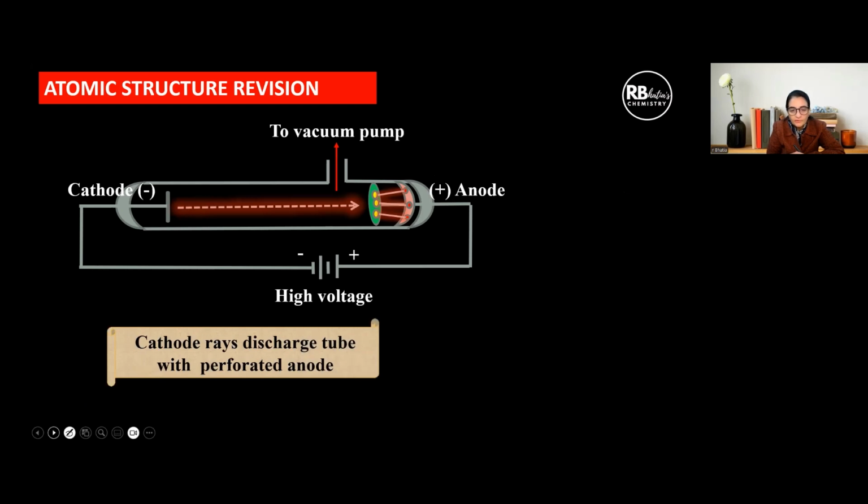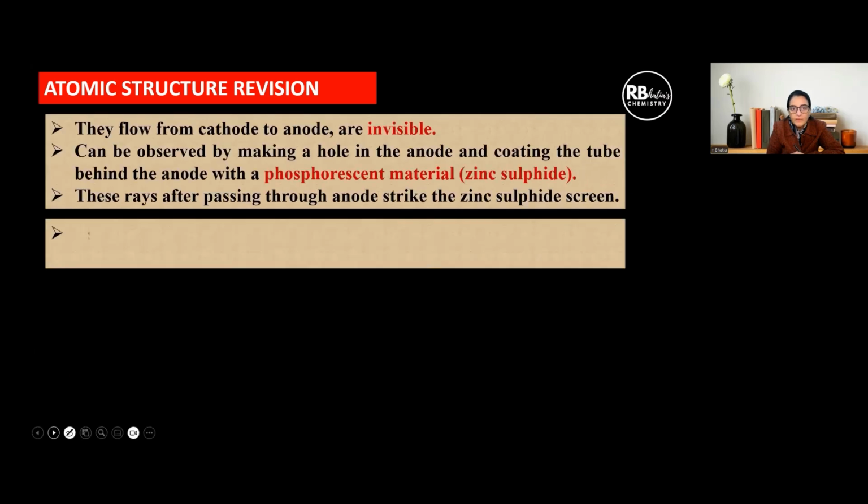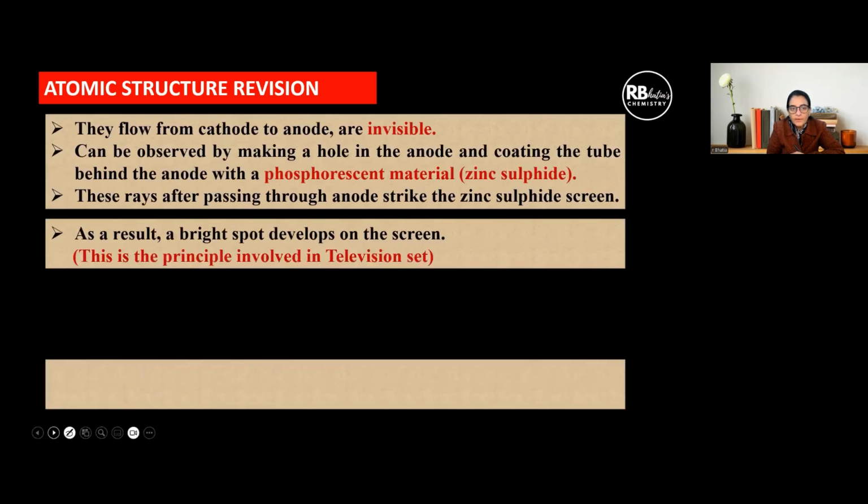Cathode rays discharge tube with perforated anode. Now, what are the important points that you need to understand? Cathode rays flow from cathode to anode. They are invisible, can be observed by making a hole in the anode, coating it with a phosphorescent or a fluorescent material such as zinc sulfide, and these rays passing through anode strike the zinc sulfide screen. As a result, a bright spot develops on the screen.